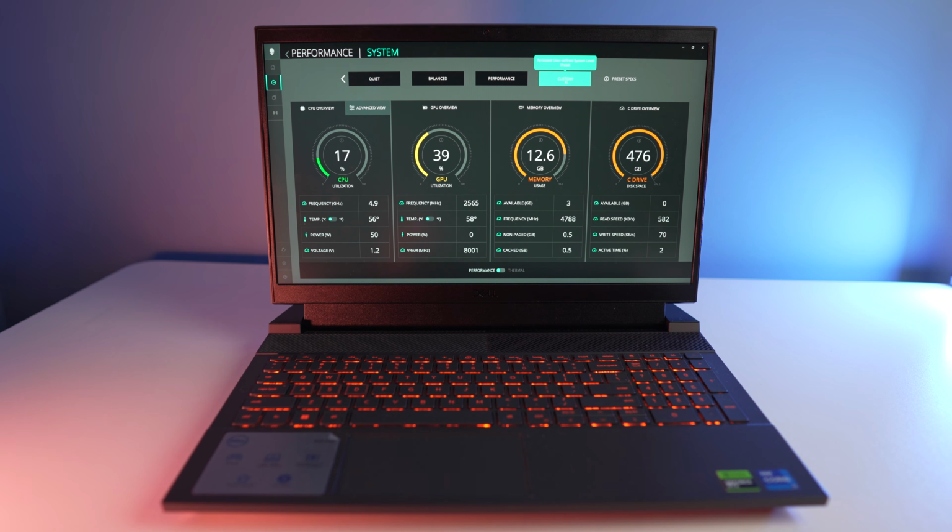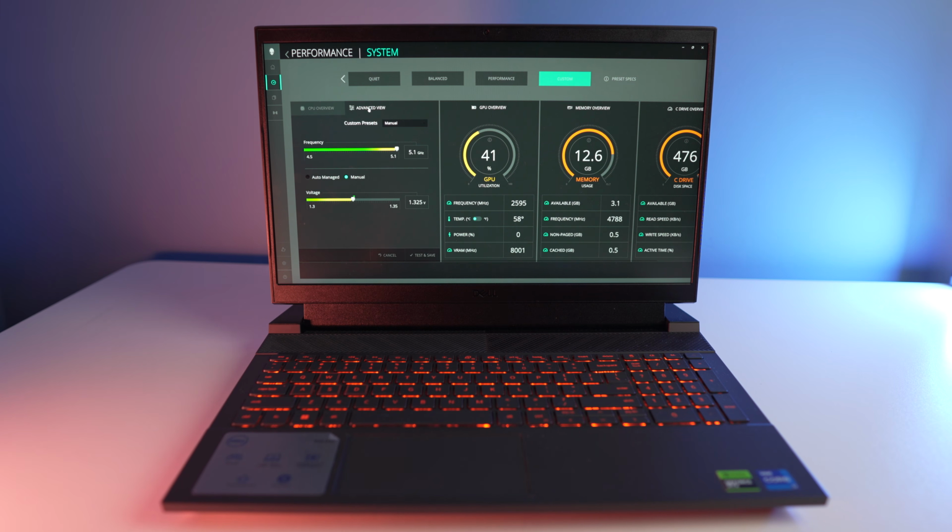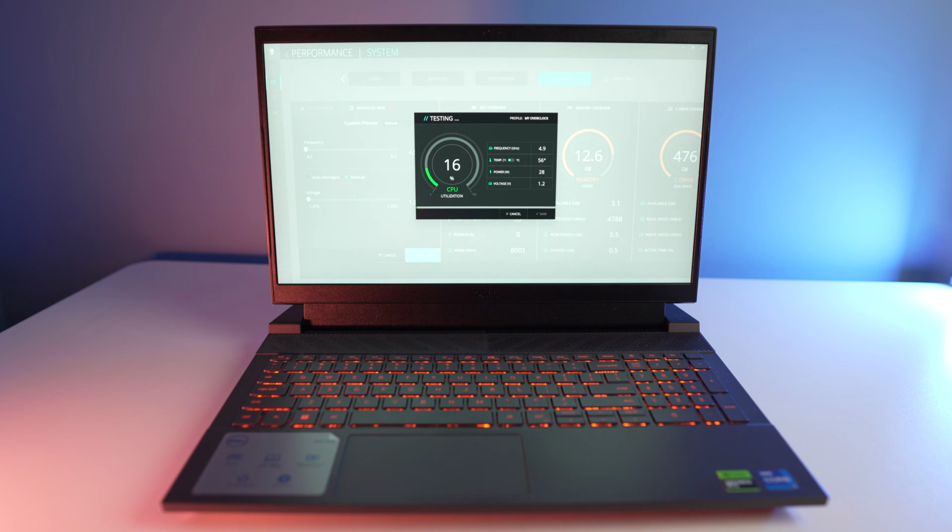With the custom mode enabled, if you go over to the advanced view for the CPU, you're able to adjust such things as the full boost speed of the CPU, as well as toggle the voltage for the CPU. In effect, this is similar to an undervolt, but you're basically limiting the CPU. Once you've done that, you can click test and save, and what this will do is run through a battery test for the CPU to ensure that your settings are stable.